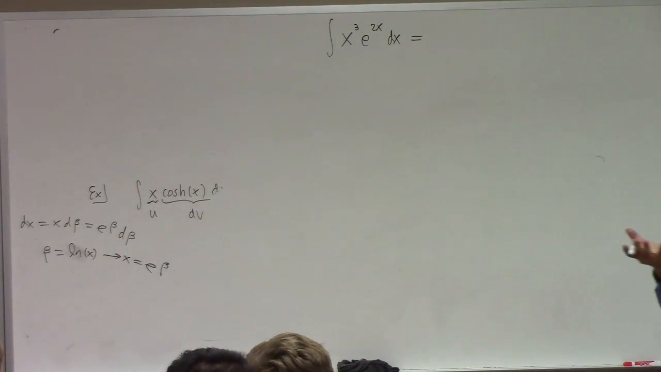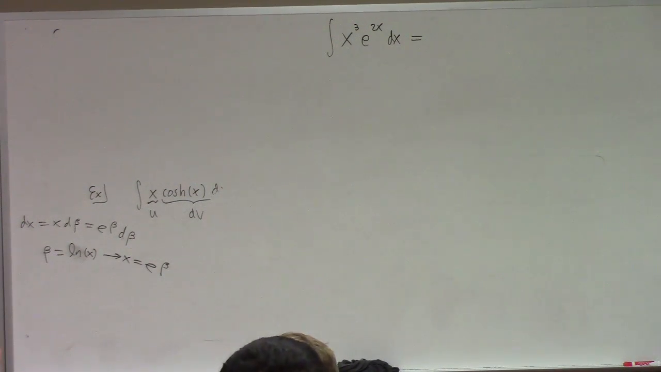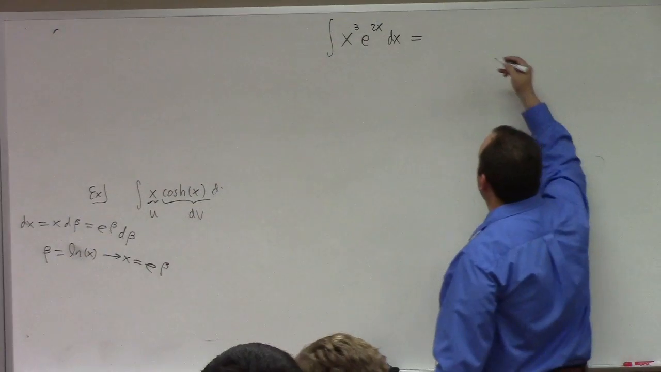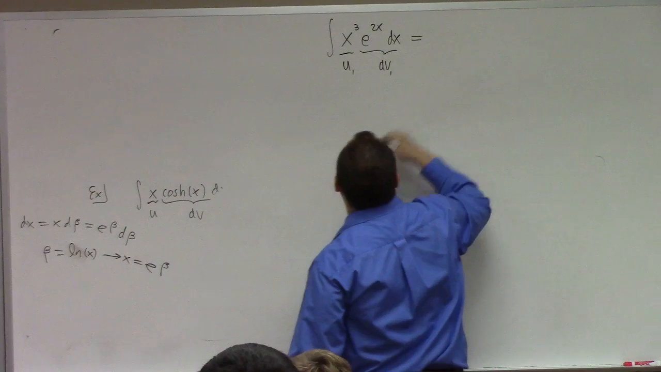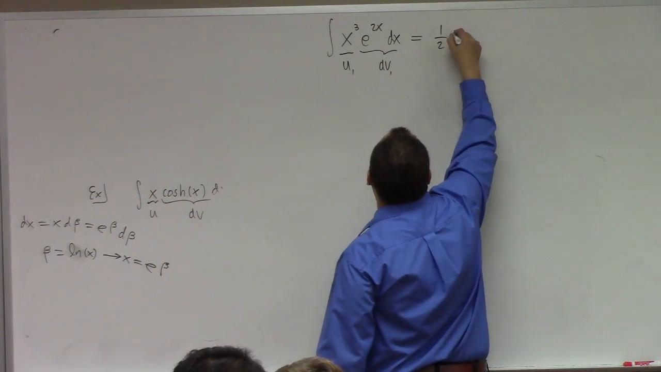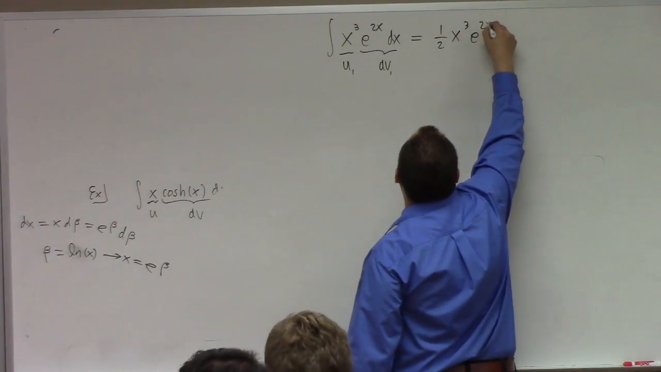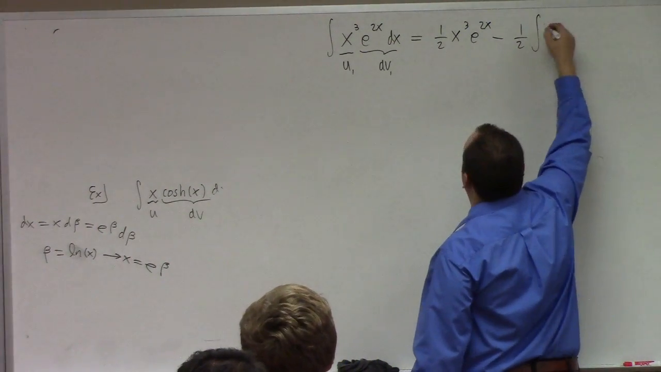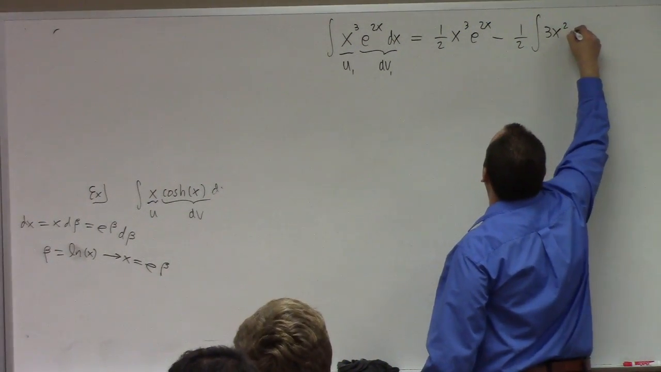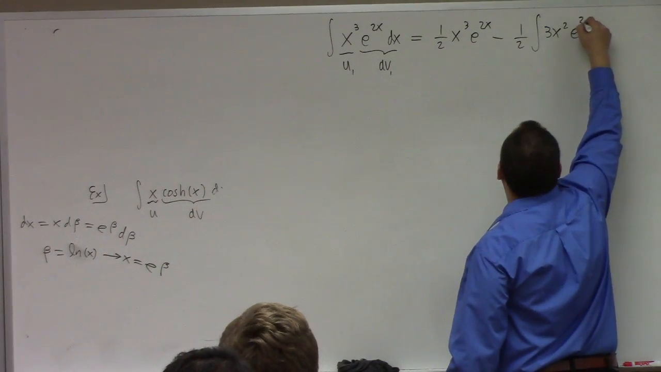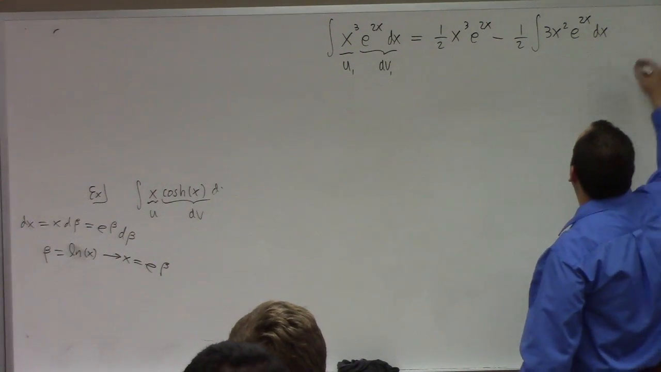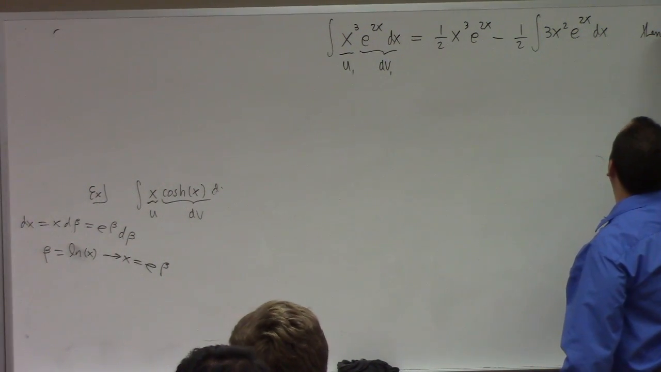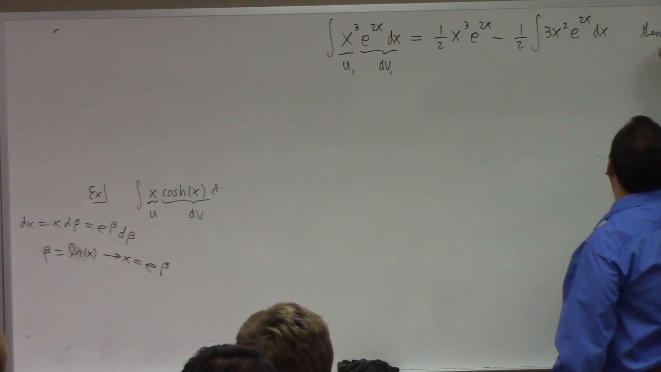What do we use? Use x cubed. Right, you're going to say that e to the 2x is dv, this is u1, right? That's going to give you 1/2 x cubed e to the 2x minus 1/2 the integral of 3x squared e to the 2x dx, right? And then what are you going to do? Then you're going to integrate by parts again, right?